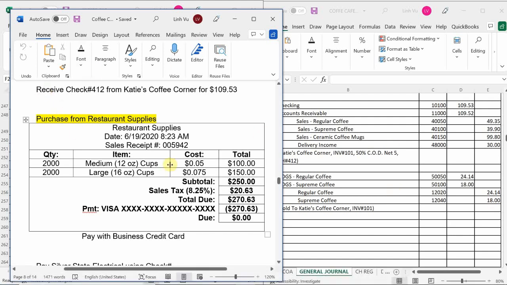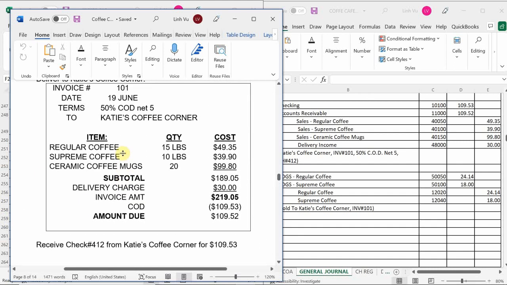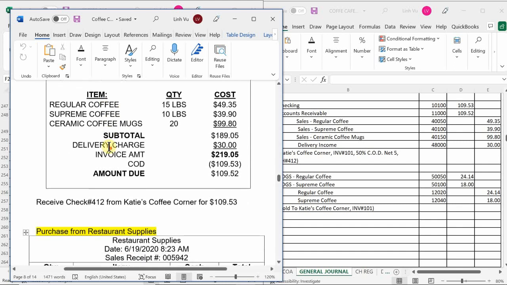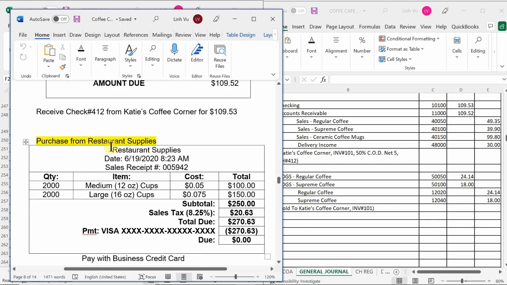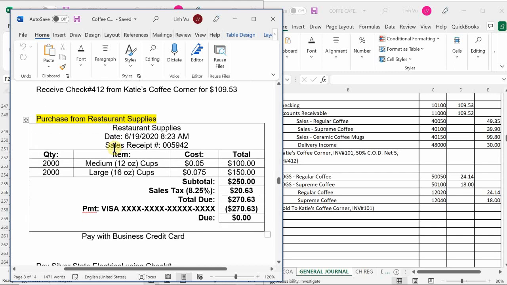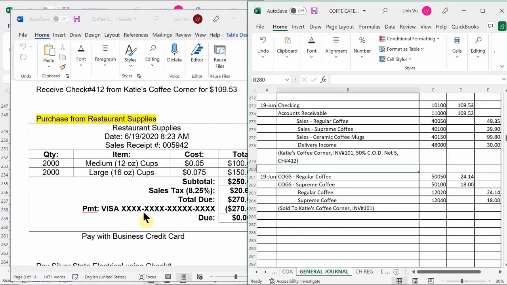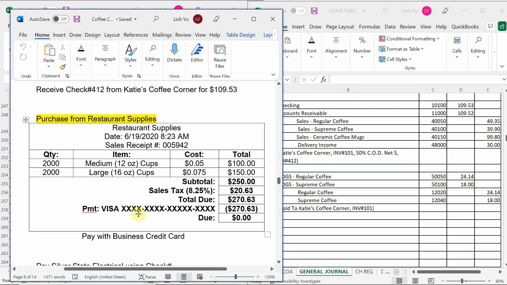This is where we last left off. We just delivered our coffee to Katie. We updated the inventory, so now we have this where we're going to purchase from restaurant supplies some more cups. Okay? So how do I journalize this transaction?